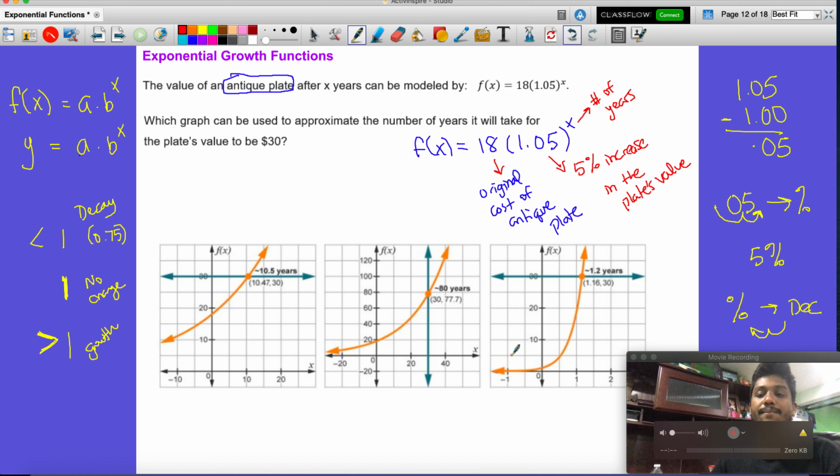in the plate's value. So when you look at this right now, it costs $18 in the beginning. Every year, this is the x, every year it's increasing by 5%. So then f of x would be what? If you know the original cost right now, and every year goes up by 5%, what does the whole thing tell you? It tells you the total value after x years. Because x is the number of years, we don't know how many, but after a certain number of years. So this is what the problem is about.